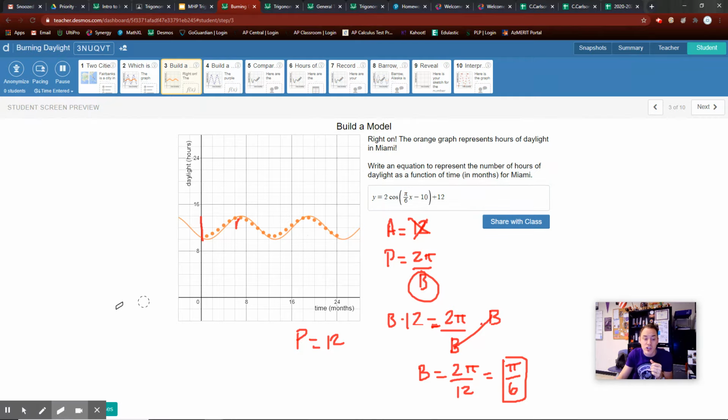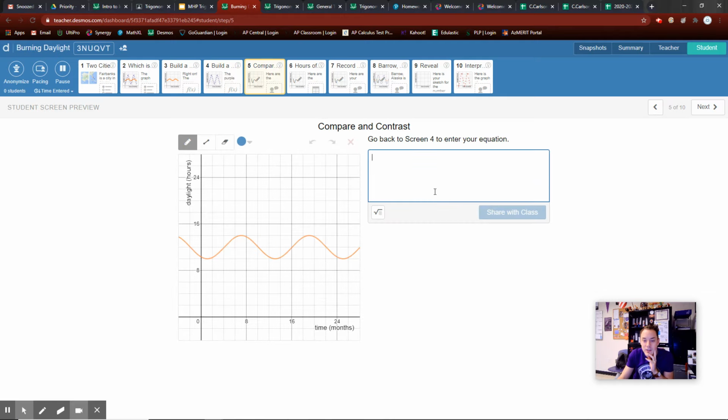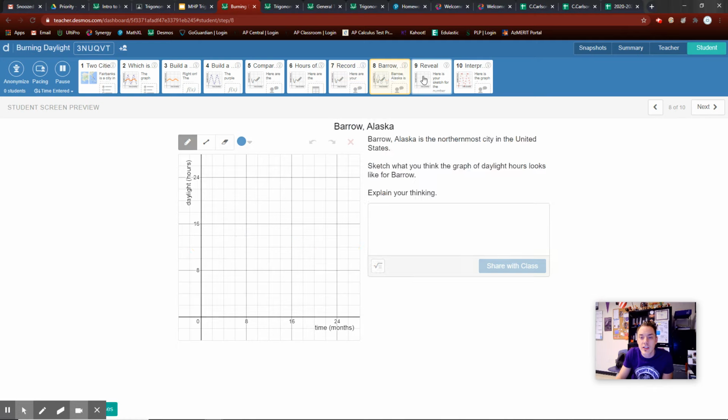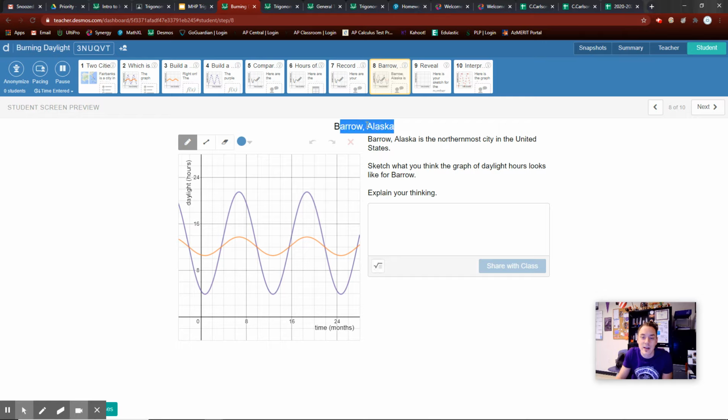So after you do that, you're going to do the exact same thing for this model. I'm not going to go through that one. I'll leave that one to you. You're going to compare the graphs. Of course, they don't have an equation for me, but you're going to compare the graphs, kind of see which one is best. You're going to go through the hours and try to find out how many hours of daylight there are in Miami and Fairbanks by plugging stuff into your equation. And then you're just going to continue going, reveal and show the actual answer and so forth. They actually give you a different city right here, Barrow, Alaska. Okay? Sweet.